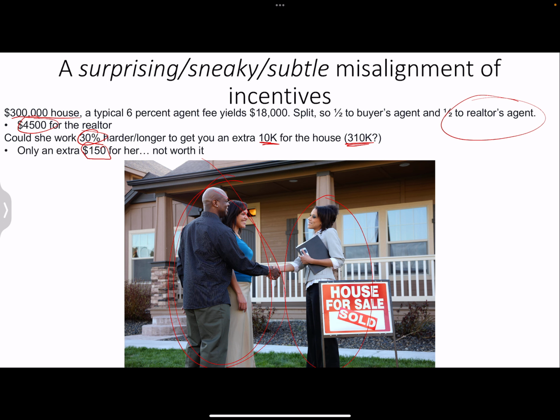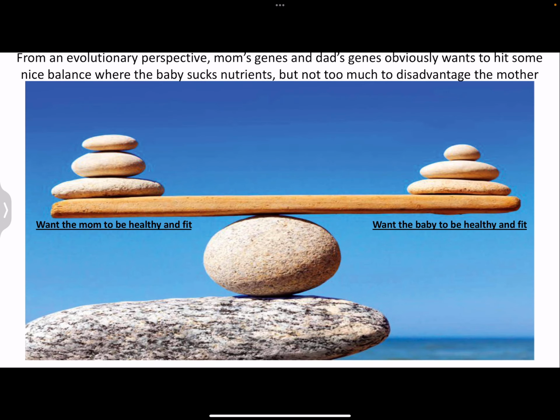So why am I telling this silly story? Because it kind of explains imprinting and the mom and dad's genes. They both want the baby to be as healthy as possible, right? They both want it to be healthy and fit. They want the mom to be healthy and fit because she's going to help her other child, and they both want the baby to be healthy and fit. So it seems just like the realtor and the people selling the house, there's an alignment of incentives.